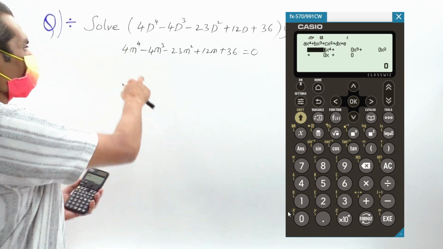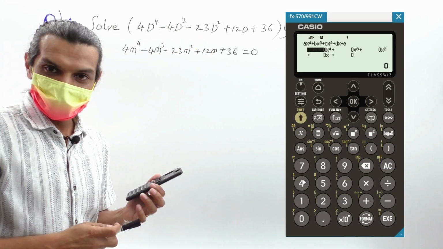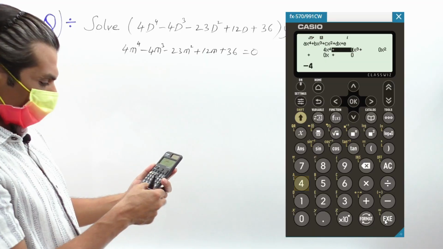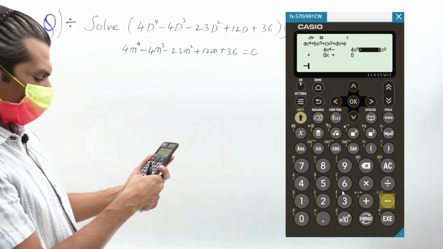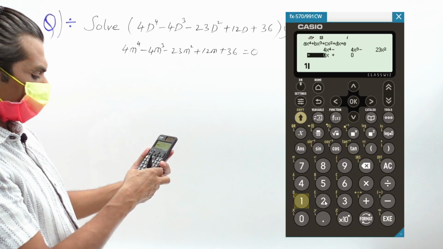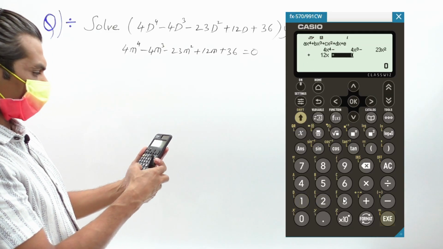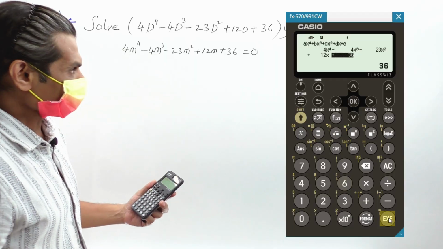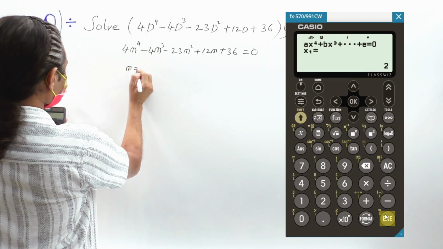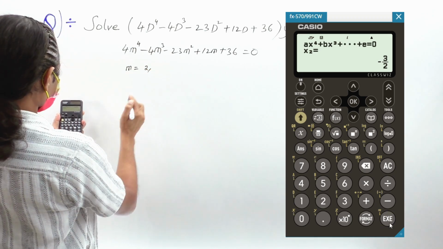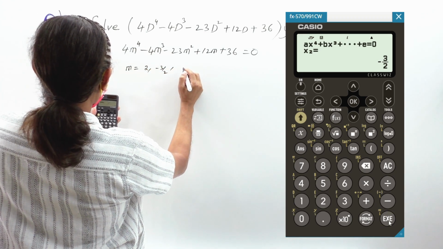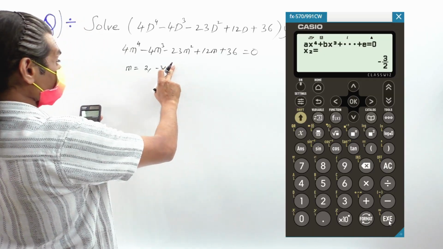Okay, so we have a, b, c, d, e, all the values here. So let's put them in the calculator now. We have 4 equals, execute, minus 4, execute, minus 23, execute, then 12, execute, then 36, execute. So execute. So we have all the roots: m is equal to 2, minus 3 by 2, and we have 2 and minus 3 by 2.